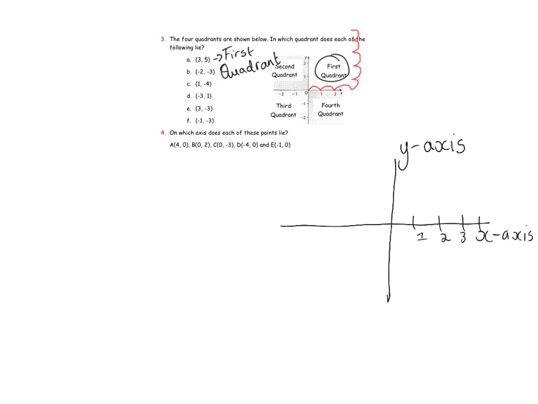Question 4, I'll do the first one for you. So it says, which axis does each of these points lie? So here what we have is I've drawn the 2 axes and we have to label them. So this is our x-axis and this is our y-axis. So I'm going to put in a few points. So 1, 2, 3, 4. 1, 2, 3, 4. 1, 2, 3, 4.